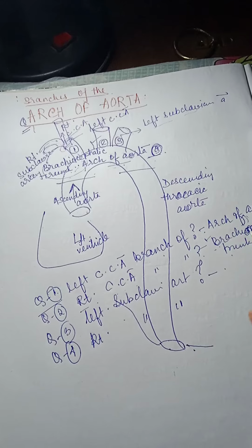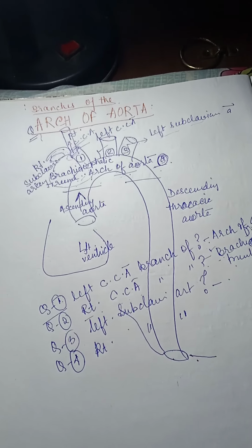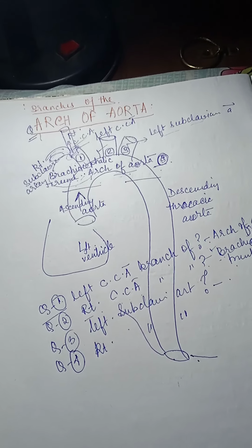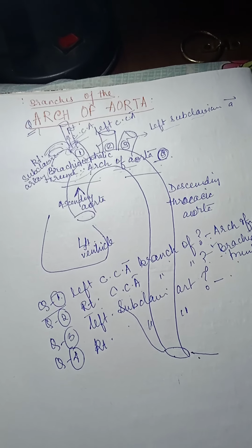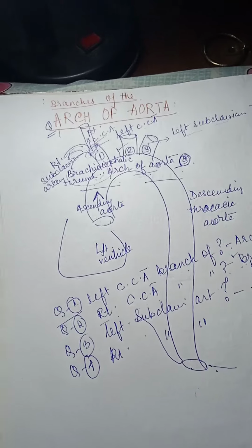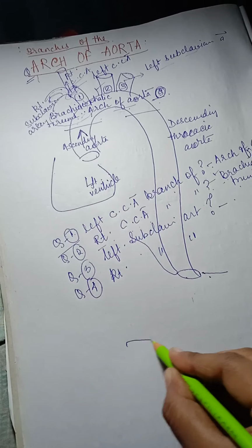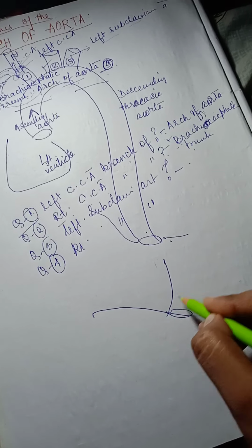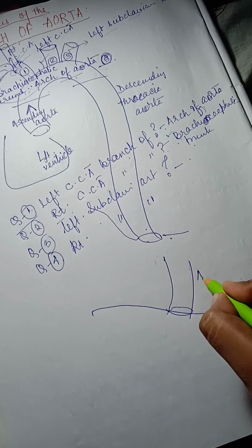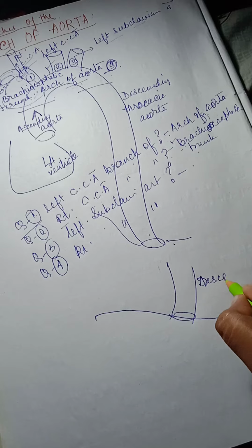And the second most important thing is that you have to remember the level, that is, which structure is piercing the diaphragm at which level. That is also important. Like if this is a diaphragm, this is suppose the arch of aorta or the descending thoracic aorta.